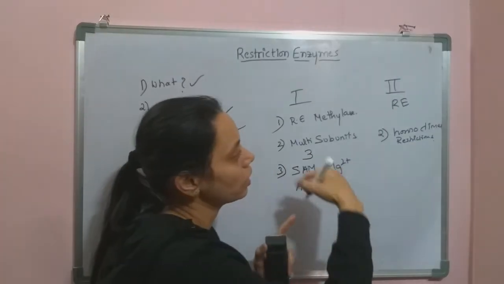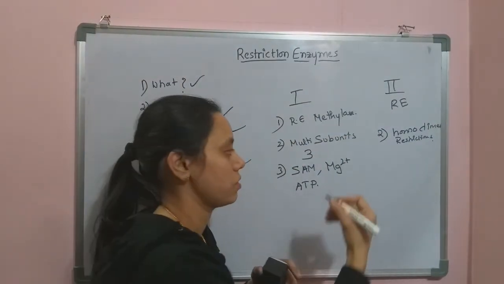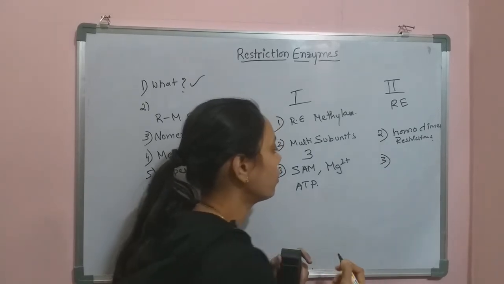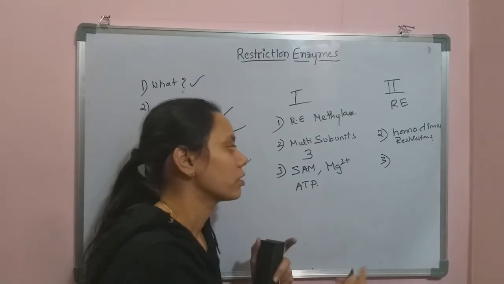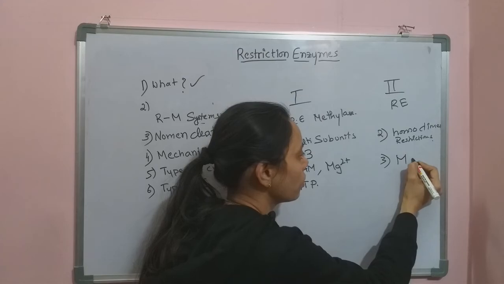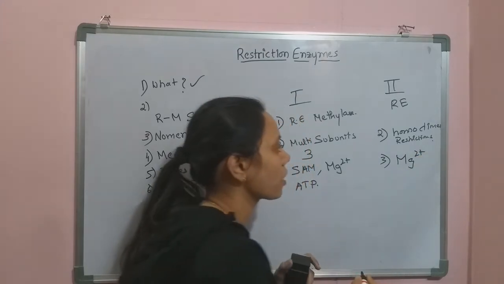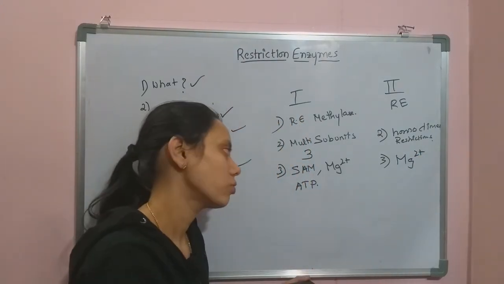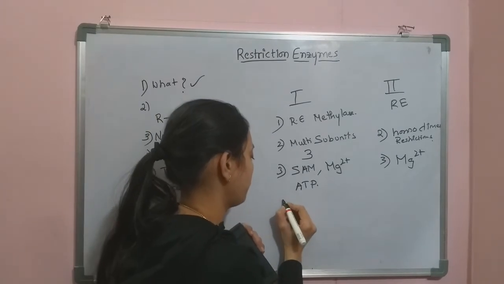Coming to the type 2 restriction enzymes, the cofactors are majorly Mg2+ ions. That means they only do restriction cutting, so Mg2+ ion is enough.